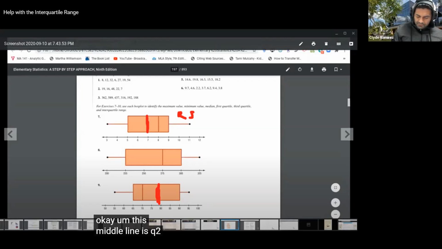Number 10 is symmetrical, right? Or what would that be? I can't see number 10 unless I switch screens. I'll go to the textbook, but I can't see number 10 from this screen. If it's perfectly centered right down the middle, then it's normal. Okay, normal.